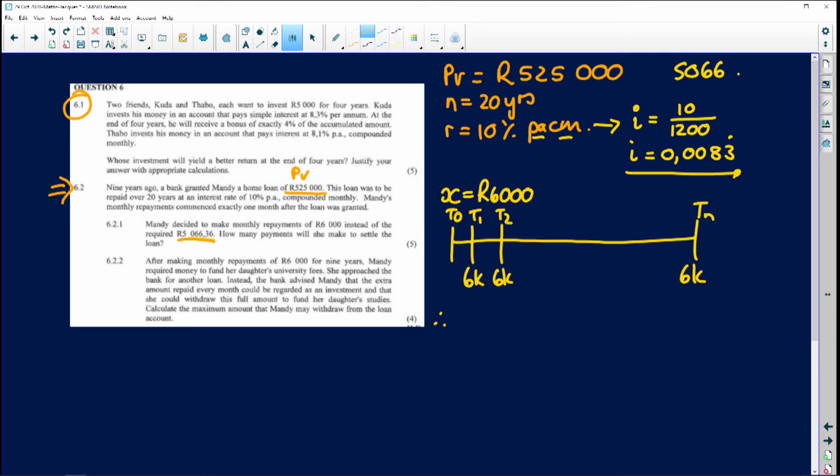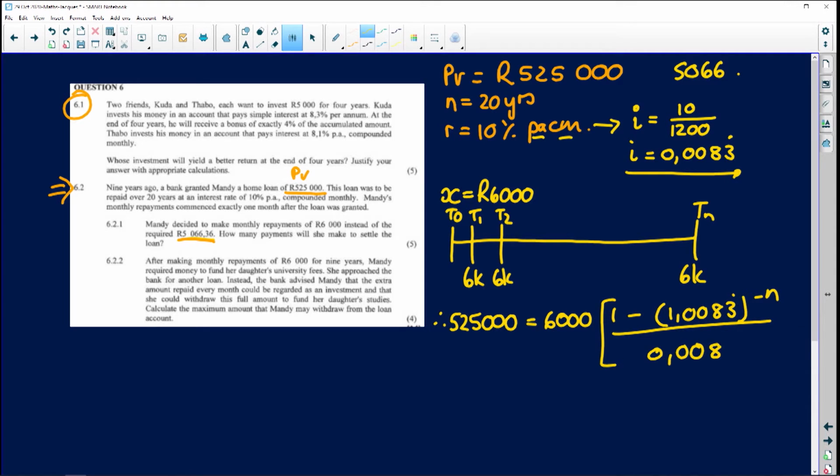The house loan was 525,000, which is 6,000 times our present value formula, 1 minus 1.0083 recurring to the minus n, divided by 0.0083 recurring. Now, folks, when you put that 0.0083 on your calculator, put about 10 threes after it. Make it recur. Put quite a few threes there. You can't just put in 0.0083. It recurs. There's more to it than that.